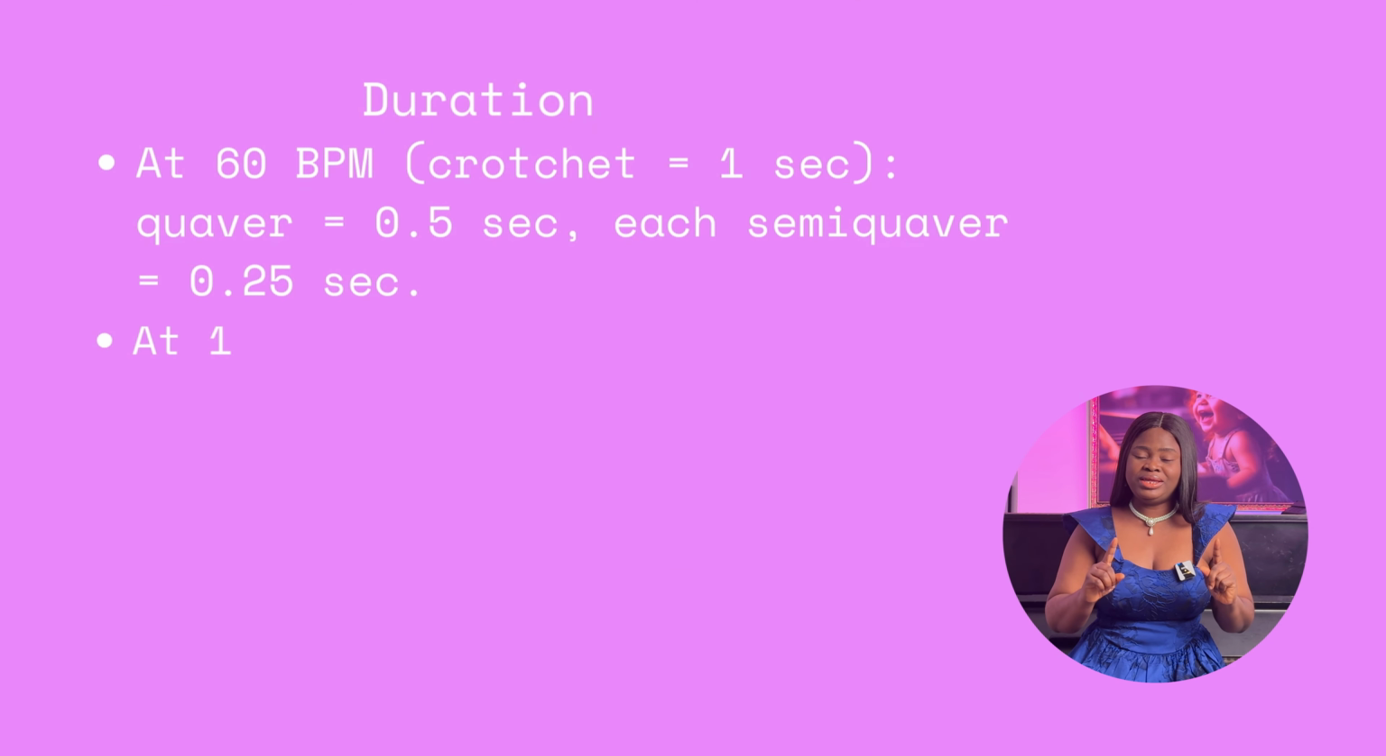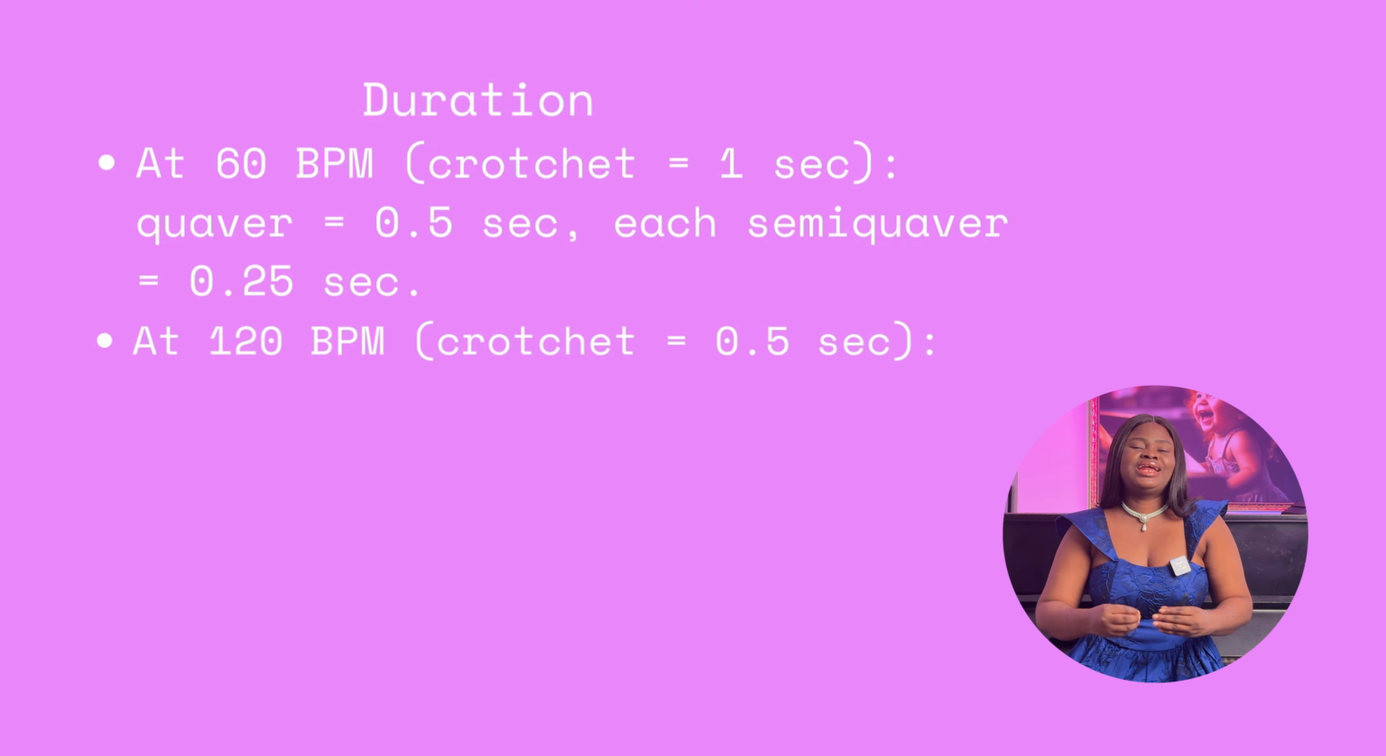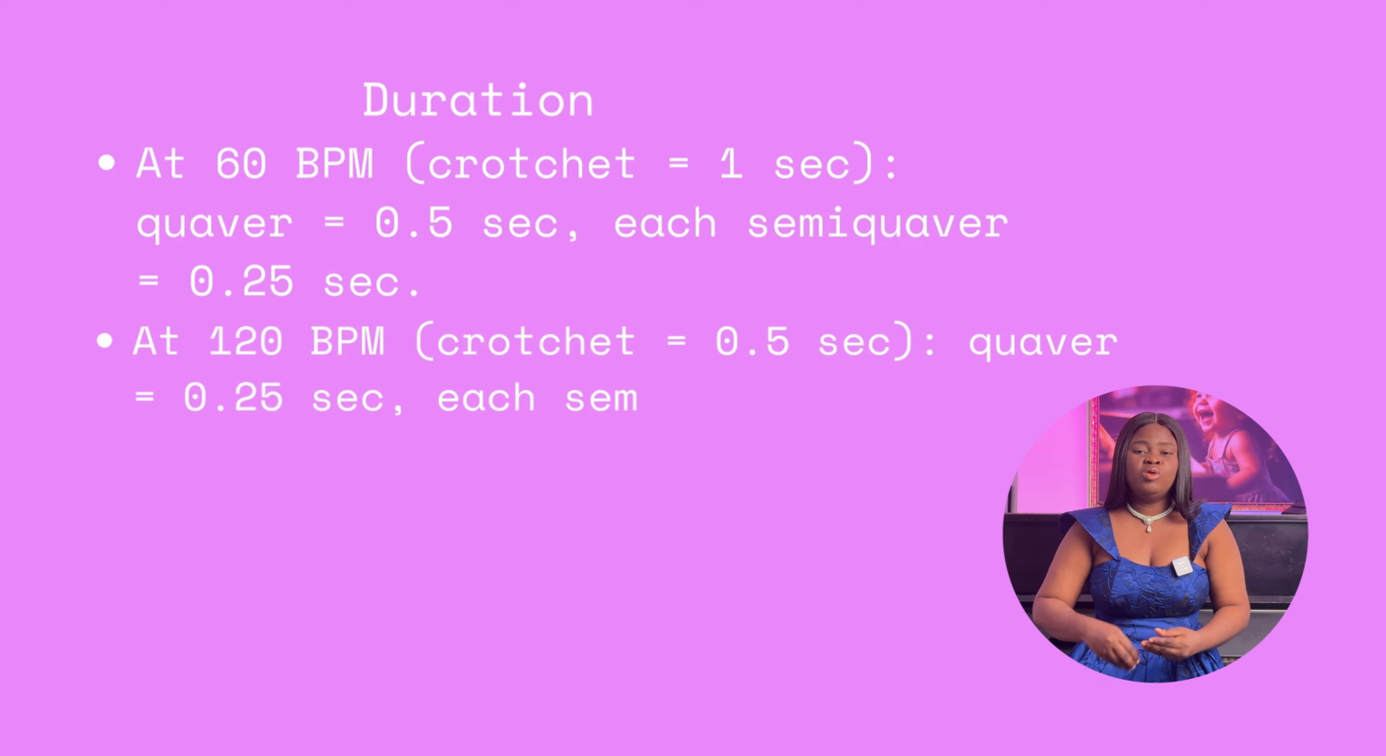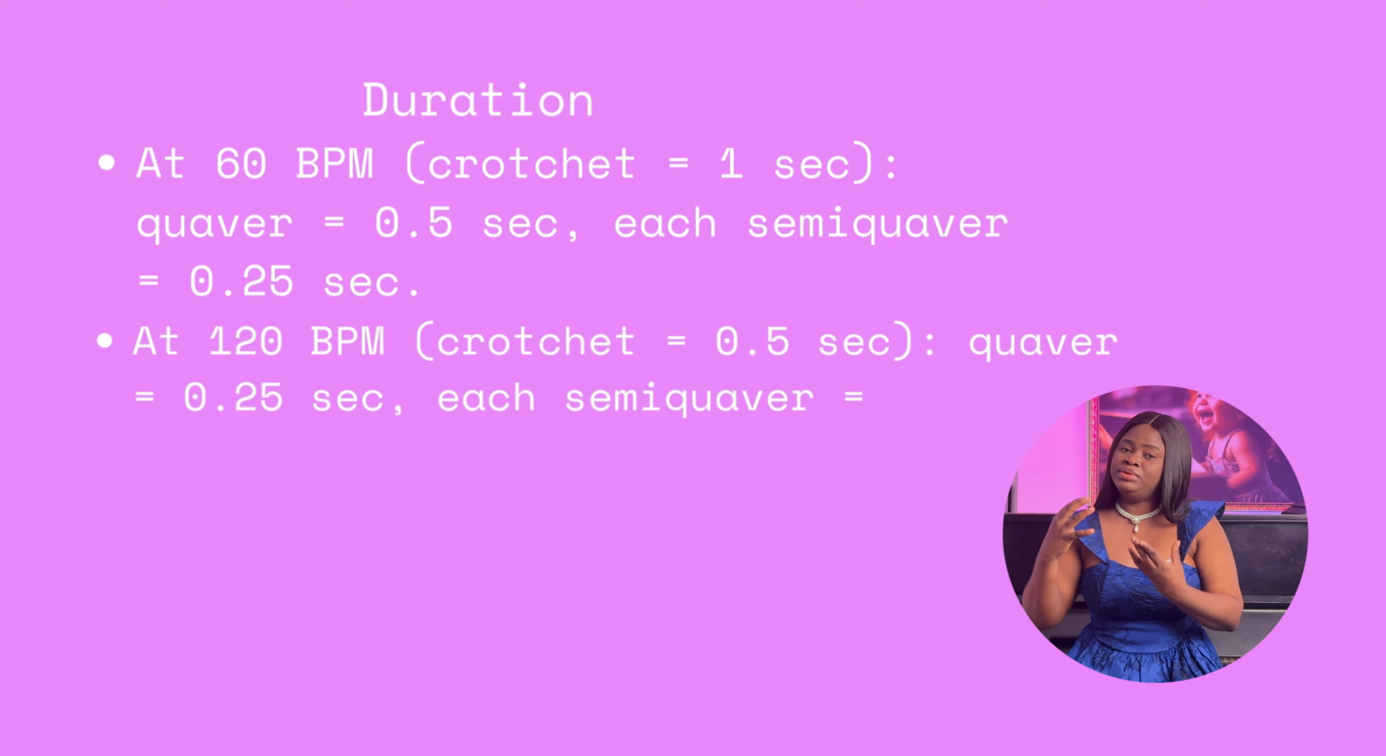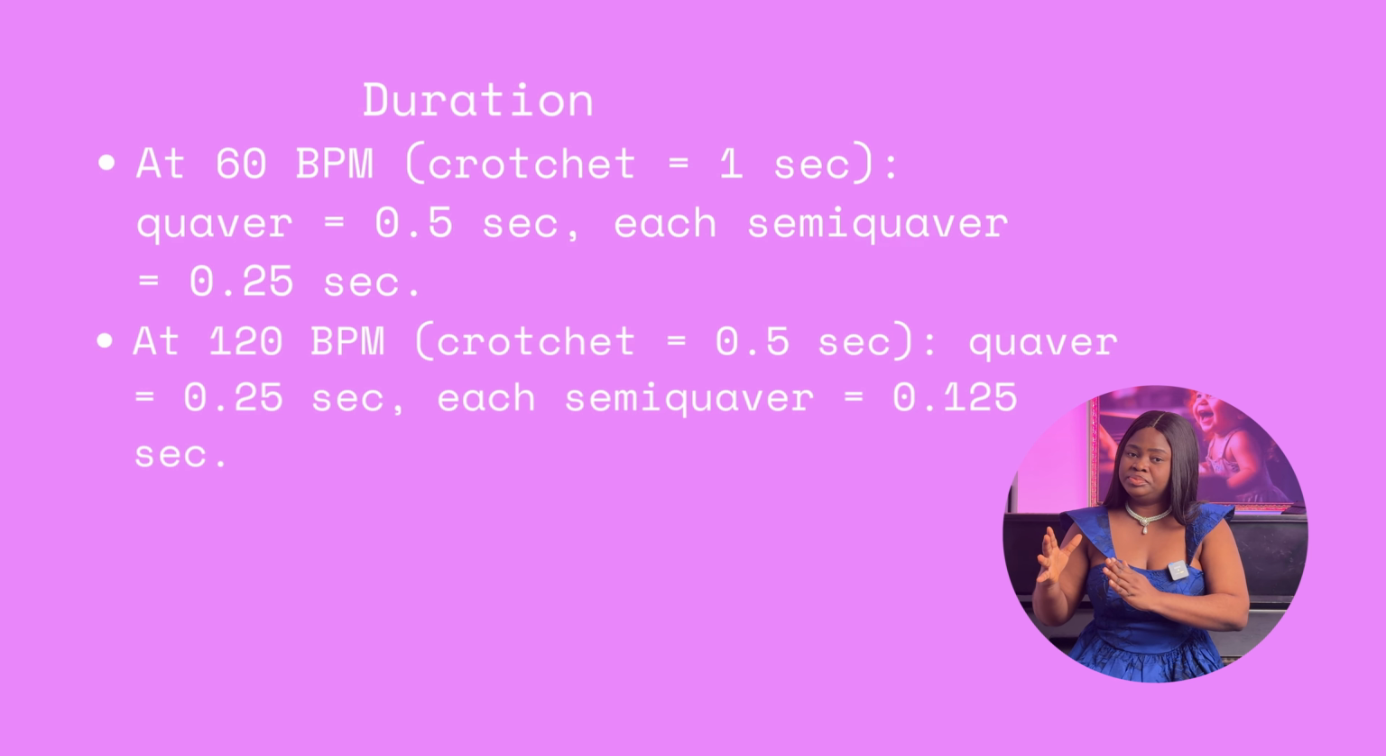At 120 beats per minute, 1 crotchet will obviously be 0.5 seconds. So that means that the first half of the circle, which is a quaver, will be 0.25 seconds, while the 2 semiquaver beats, which is the other half of the circle, would be 0.125 seconds each. And everything will add up towards 0.5 seconds.